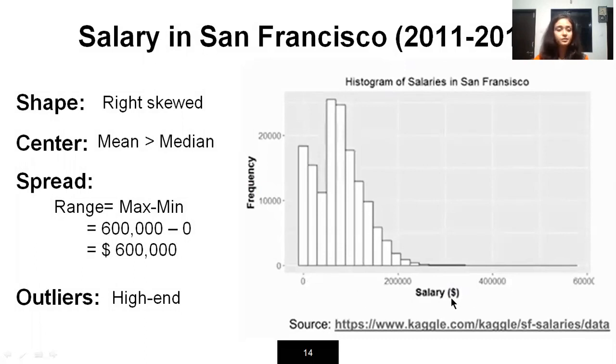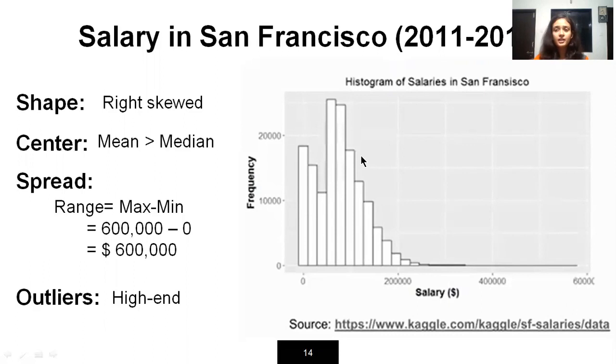What this histogram is telling is that in my data set, the data are present. My x-axis is showing the salary, my y-axis is showing the frequency. Over here you can see these are the different salaries. Most of the people in my data set have salaries between 0 and 200,000. And there are very few people who have a salary of $600,000.